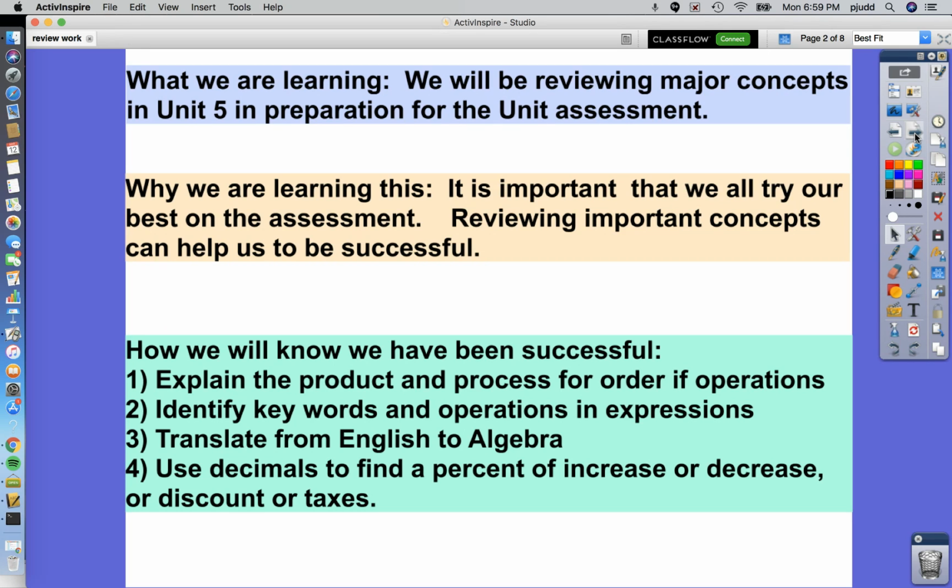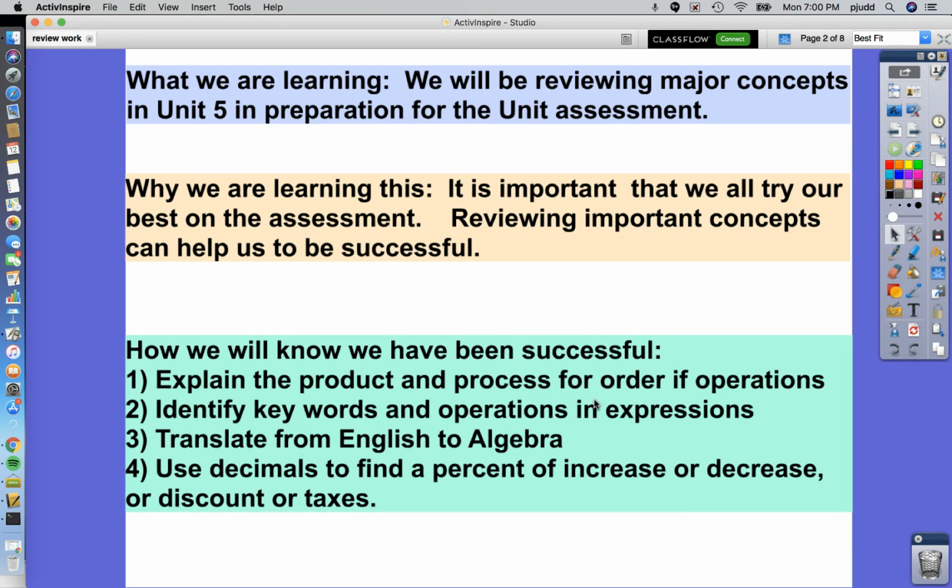Okay, you should have binder paper out and a pencil. And while you finish getting those out, I'm going to go over our goals: what we're learning, why we're learning it, and how you'll know that you've been successful. So we're reviewing major concepts that we've covered in Unit 5 in preparation for the unit assessment. Why we're learning this? Well, it's important to do your best on any assessment that you're taking, and being able to review important concepts is a way to help yourself to be successful. And how will you know that you've been successful?